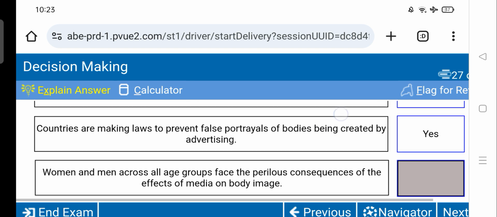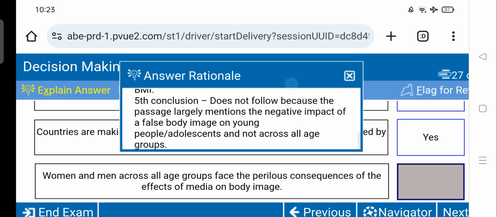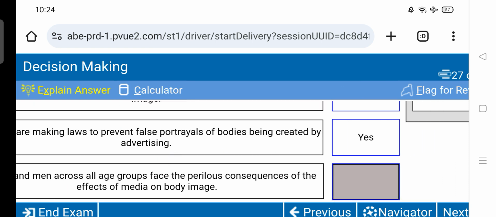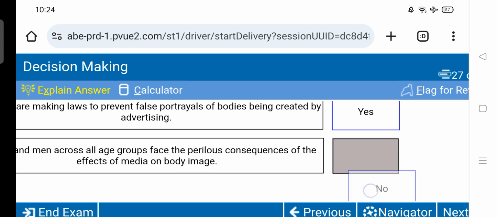We have a last conclusion, which is the fifth one, which says women and men across all age groups face the perilous consequences of the effects of media on body image. It does not follow because the passage largely mentions the negative impact of a false body image on young people or adolescents and not across all age groups. So this one does not follow. So we will drag a no and drop it here like this.